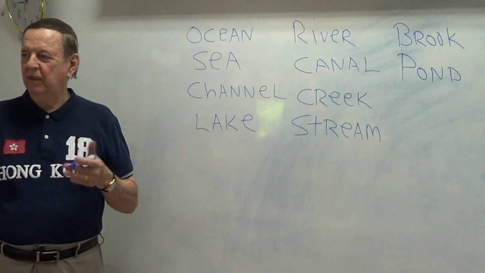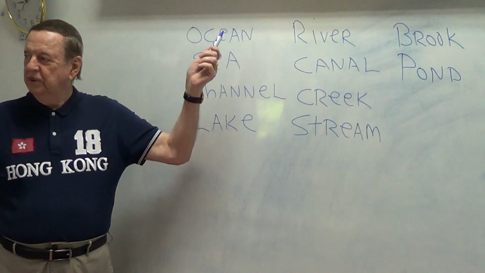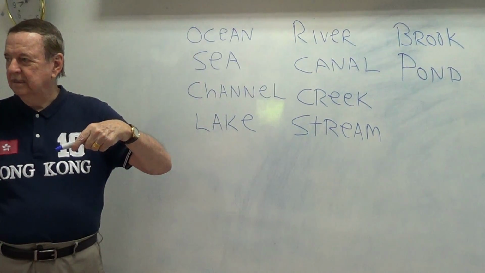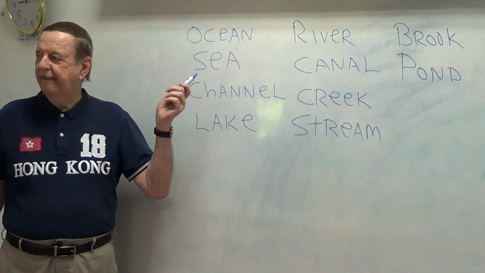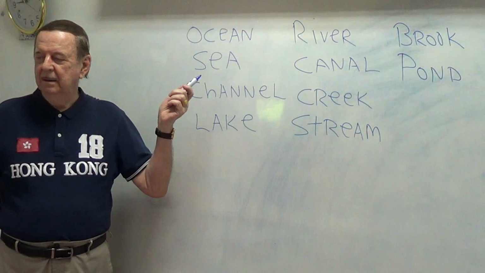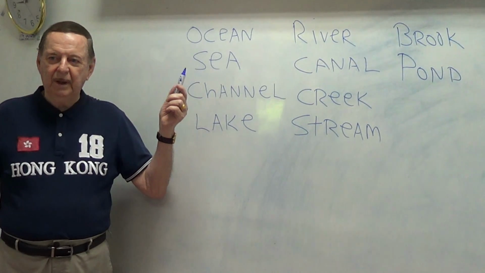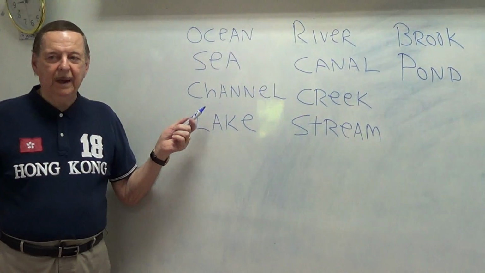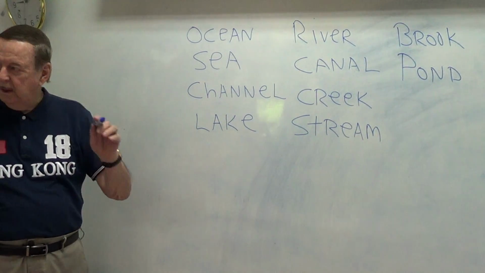One form or another, the largest of which is ocean. The Atlantic Ocean, the Pacific Ocean. The sea, the Caribbean Sea, the Caspian Sea, like an ocean, but not as large as an ocean. A channel is a line of water between land.